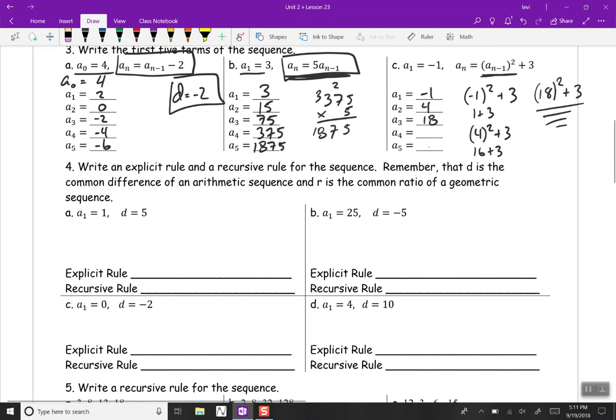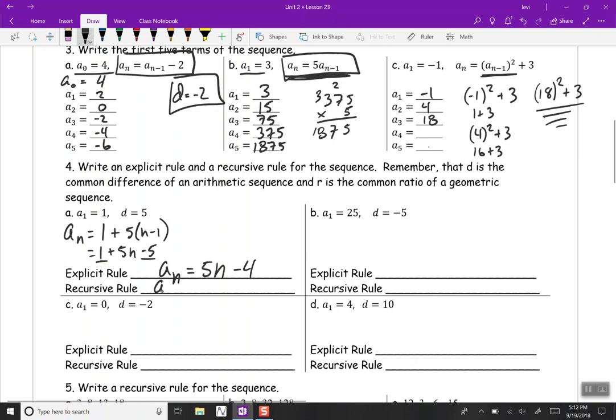So, our explicit rule, right? a sub n equals a sub 1 plus 5 times n minus 1. So that'd be 1 plus 5n minus 5. So this would be a sub n equals 5n, and -5 and 1 make -4.